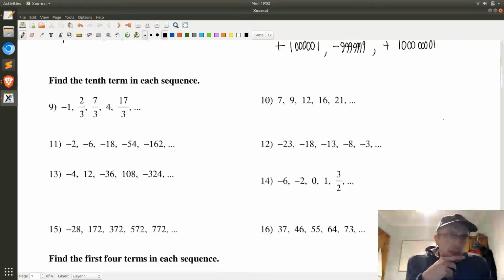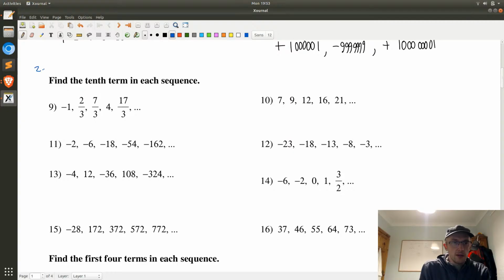Okay, the 10th term of each sequence. So for the first one, we notice that we go from -1 to 2/3. So that is like adding on 5/3, and then that holds true for the next one and the next one after that. So it's adding on 5/3 each time. So the way that I was taught to do this was to find out the secret 0 term, the 0th term, if you like.